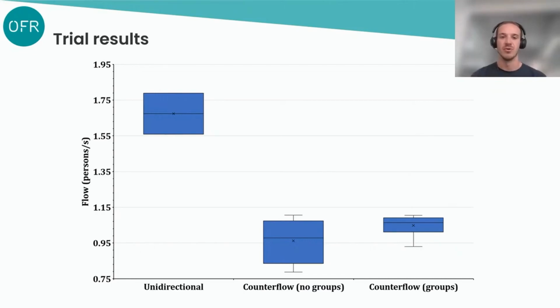second for without group. Interestingly, taking half of the measured unidirectional flow on the left-hand side would give a flow of 0.8 persons per second, which is 13 to 20% less than the measured counterflow in both no groups or groups. As you can see, the in-group can show an overall increase in flow rate compared to having random groups.